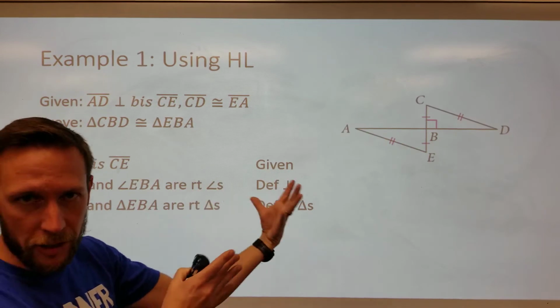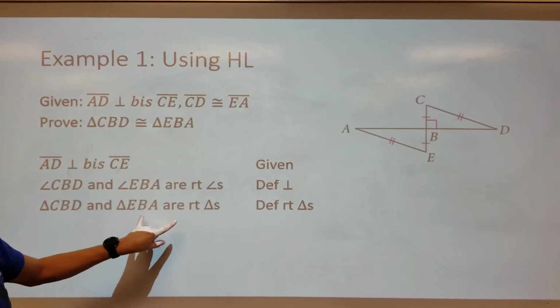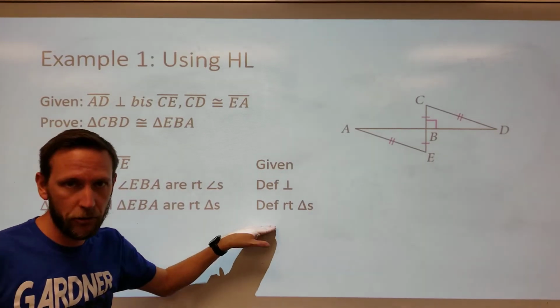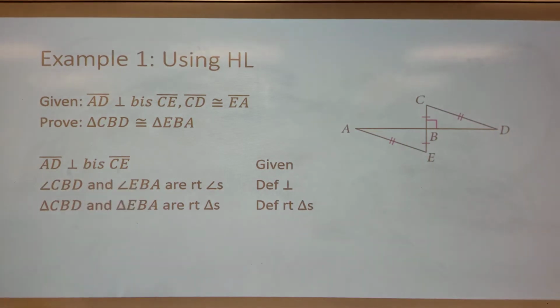We're not using angle side side here. We're not using a shortcut. We're using the hypotenuse leg shortcut. And so instead, we're going to say that these are right triangles, because the hypotenuse leg only works in right triangles. We have to say that these are right triangles.